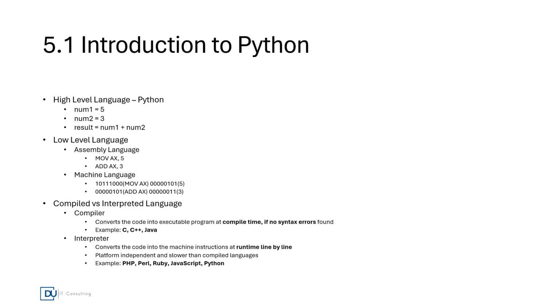Introduction to Python. Python is a high-level language. Now, what is a high-level language? Any language that is very user-friendly and doesn't get into the details of the machine or the hardware is called a high-level language. For example, in Python, if you have to add two numbers, 5 and 3, the syntax is as shown on the screen.